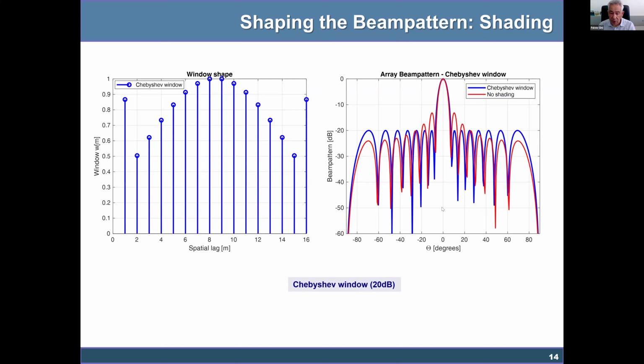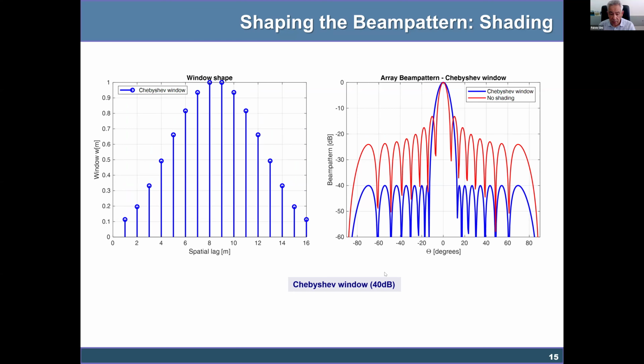So only the Chebyshev window has this property. And there is a control parameter, so you can control the level of the side lobe, and this is -20 dB. If you want to push farther down, you can do. For example, you push down by 40 dB, but I repeat, obviously, you can achieve this only at the cost of a widening of the main lobe, so worsening the resolution.